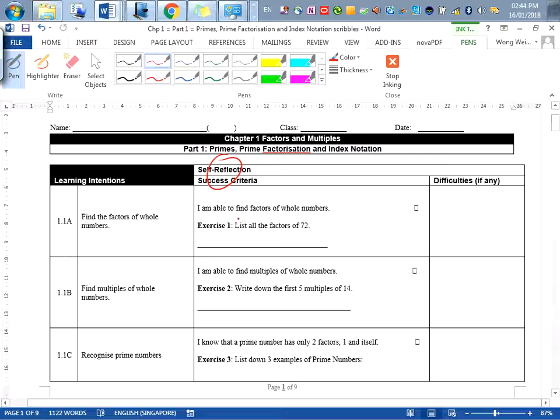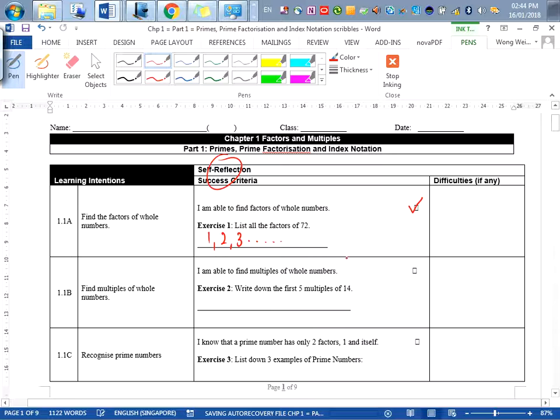I am able to find the factors of whole numbers. Are you able to do so? If you can, then you put a tick. Then, to test yourself, list all the factors of 72. So fill it up. 1, 2, 3, and so on. Do it yourself. Then you go on to point number 2.